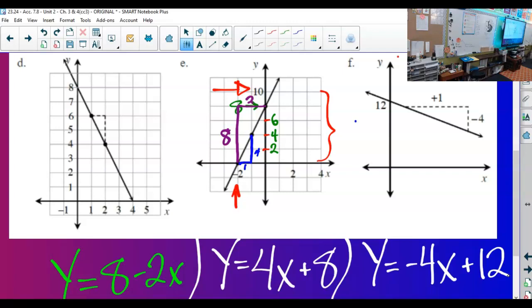Right? So we start on one of the graphs. We're going to use that for our axes. So Y is the vertical, right? Y is our vertical. Okay.